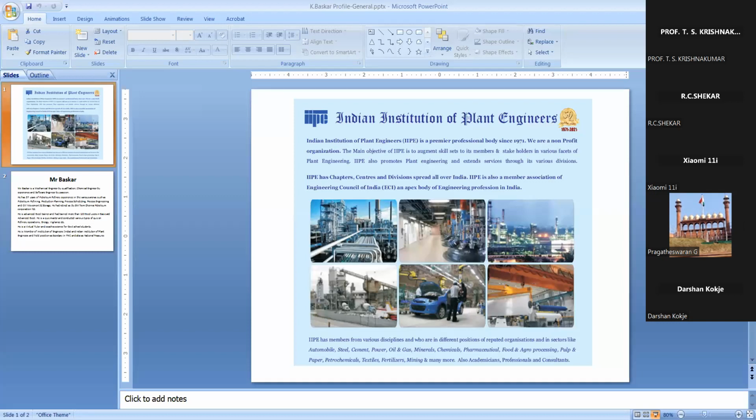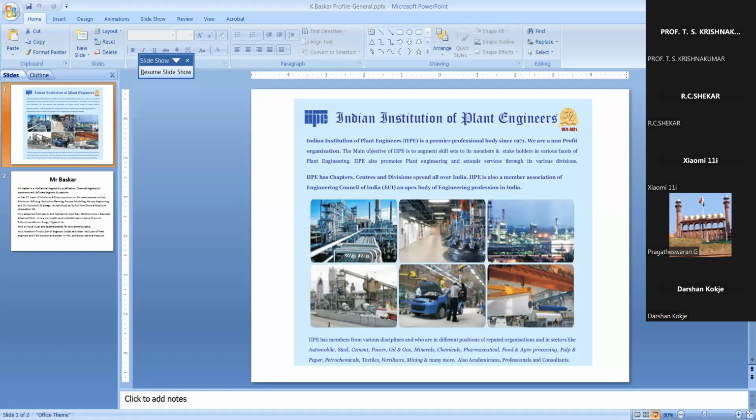I would like to introduce the speaker of the day, Mr. Baskar. Mr. Baskar is a mechanical engineer by qualification, chemical engineer by experience, and software engineer by passion.